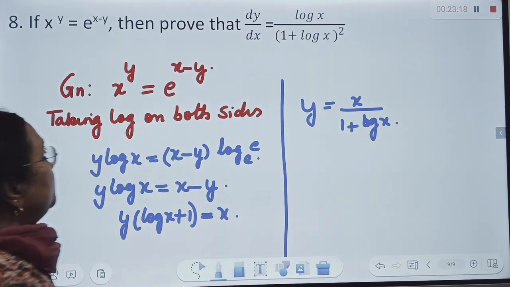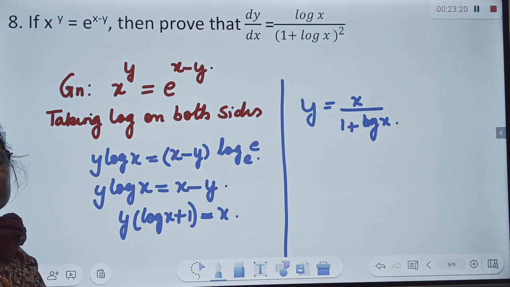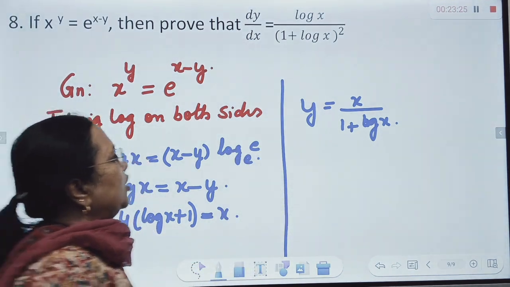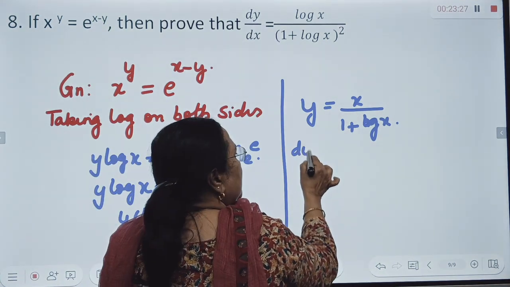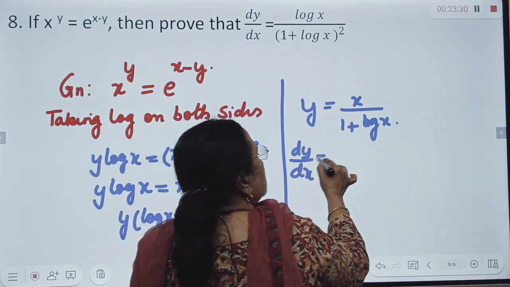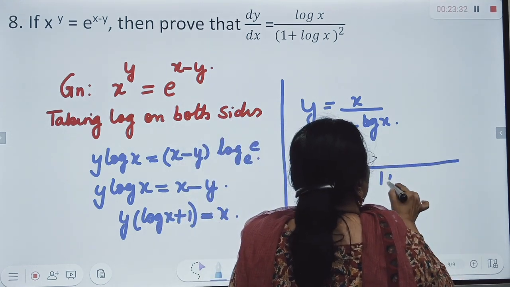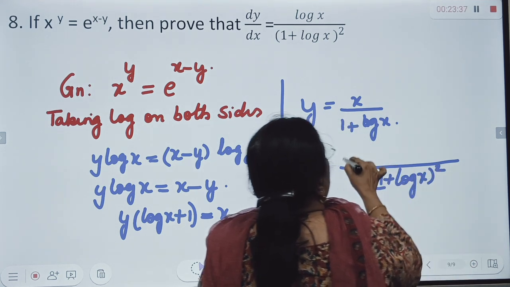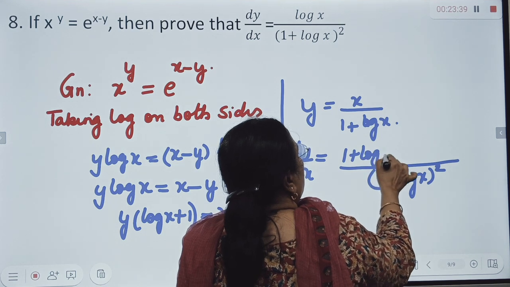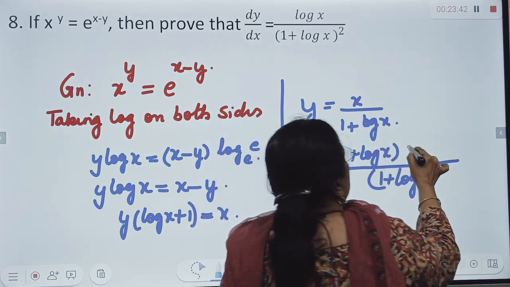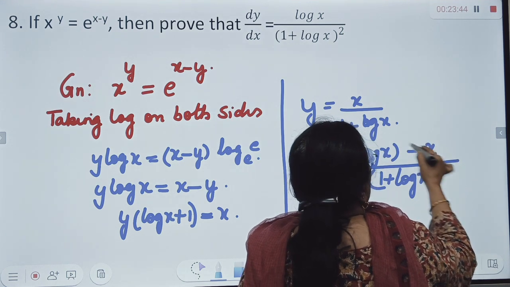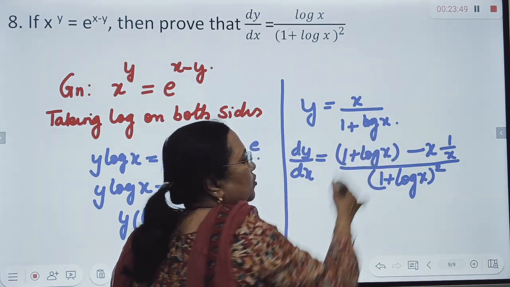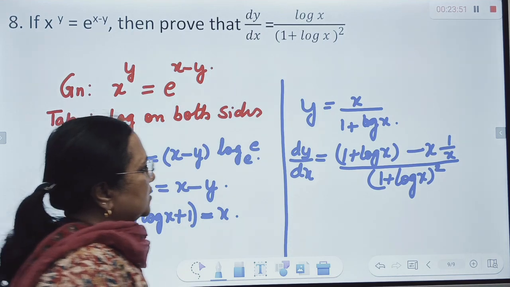So far I have only simplified. I have used logarithms to simplify the given function. And I have now written y as x by 1 plus log x. Now dy by dx will be, now using quotient rule, 1 plus log x the whole square. The numerator 1 plus log x into derivative of the numerator, which is 1, minus numerator x into derivative of the denominator. Derivative of 1 is 0. The derivative of log x is 1 by x.